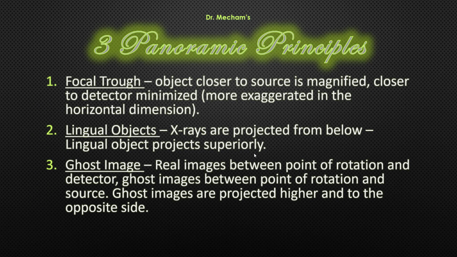And so that really just covered the first point in my 3 panoramic principles, the focal trough, and understand that an object closer to the source is going to be magnified, an object closer to the detector is going to be minimized, and that magnification minimization is going to be more exaggerated in the horizontal dimension. And then next I'm going to talk about lingual objects and ghost images in panoramic radiography.